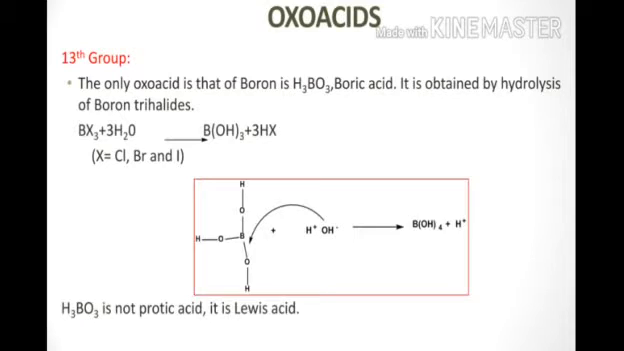The only oxo acid formed by the 13th group element boron is H3BO3, boric acid. It is obtained by the hydrolysis of boron trihalides: BX3 + 3H2O gives B(OH)3 + 3HX, where X equals chlorine, bromine and iodine. Here I am giving the structure of B(OH)3, that is H3BO3.